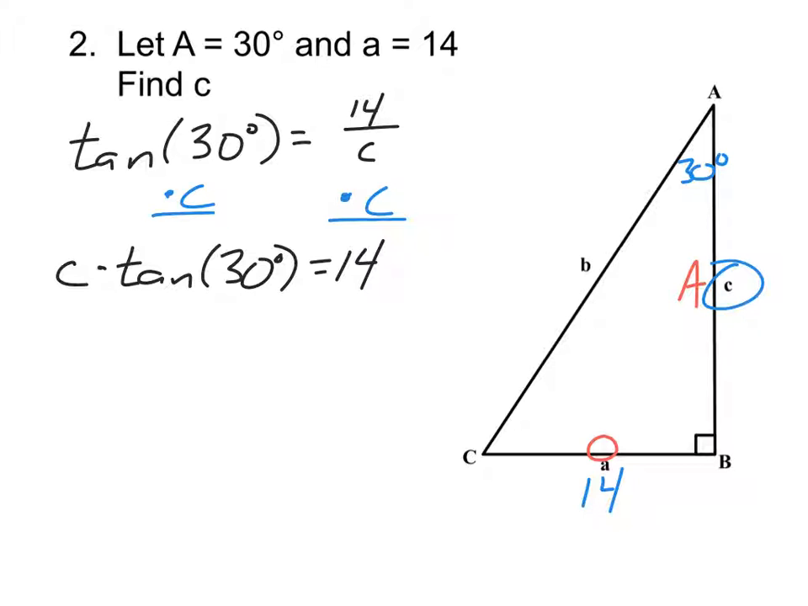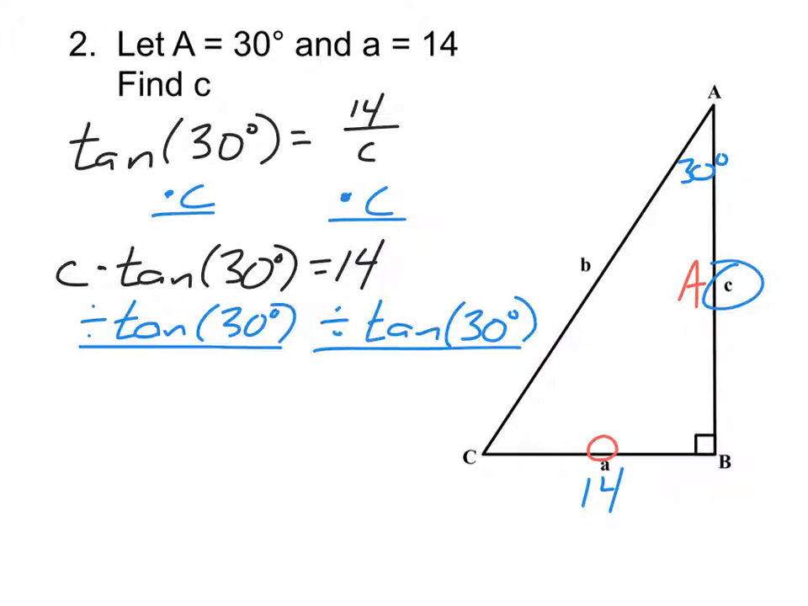Right now it's c times the tangent of 30. So I got to actually divide out the tangent of 30. So we divide both sides by tangent of 30 degrees. That always goes as one chunk. If I know tangent of the angle, I just leave it as tangent of that angle. I don't break apart the tangent and the 30 at any time.